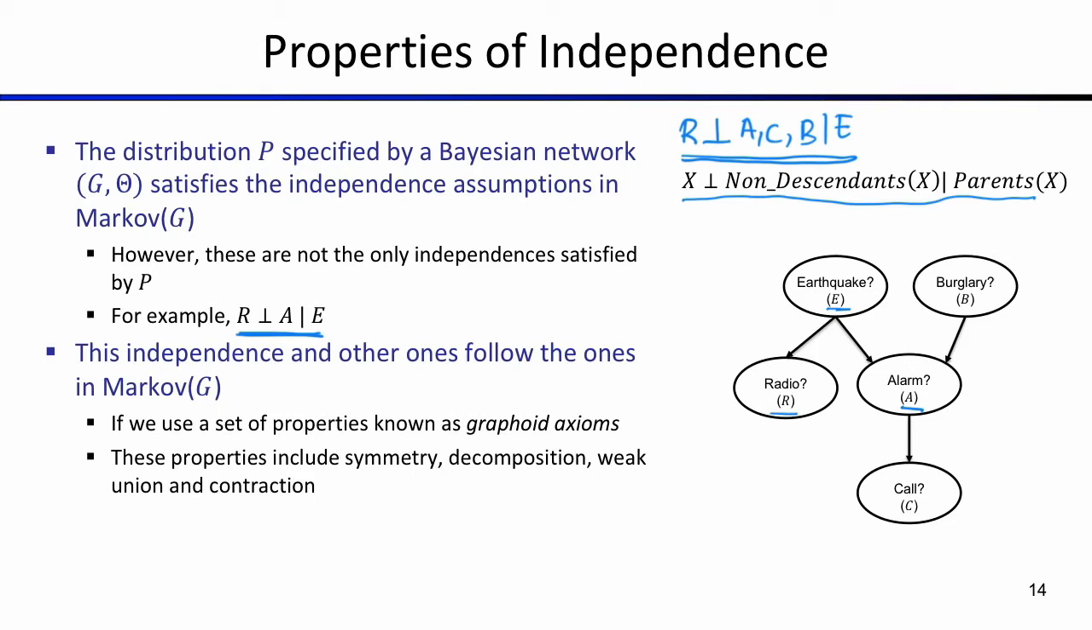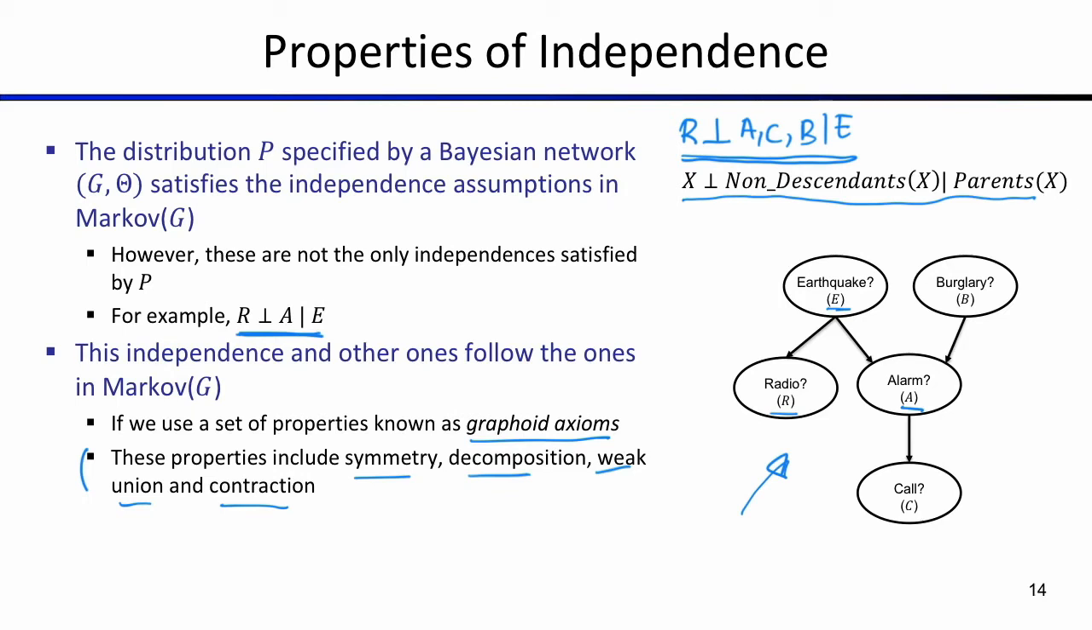There are more independence assumptions, but I can obtain all the other independence assumptions by applying a series of operations. So we have several properties that are valid for independences that we call symmetry, decomposition, weak union, and contraction. And using those properties, we can derive all the other possible independences that are encoded in the graph. So we call those properties the graphoid axioms, and we're going to see the definitions for those properties.